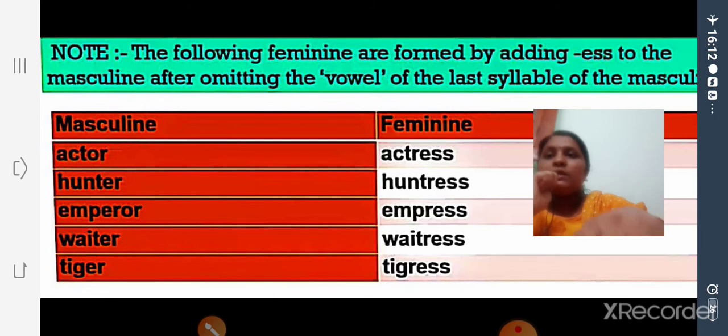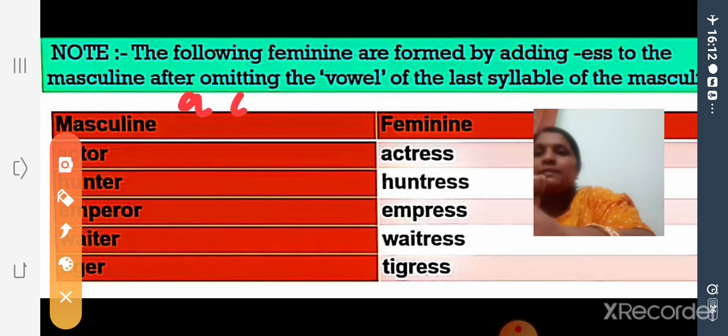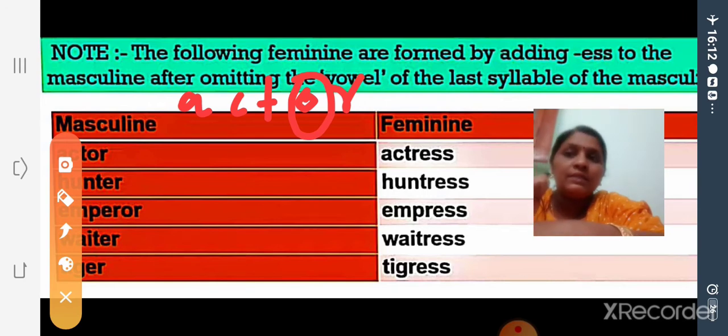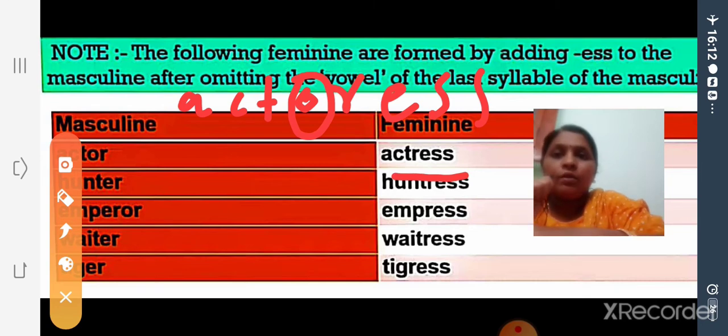Okay, so look at here, actor. Actor spelling is A-C-T-O-R. What is the last syllable of this word? The last vowel sound is O. So according to this rule, we have to omit the last vowel sound and add ESS, and thereby we got actress. We omitted O and added what? ESS, and thereby we got the feminine gender actress.